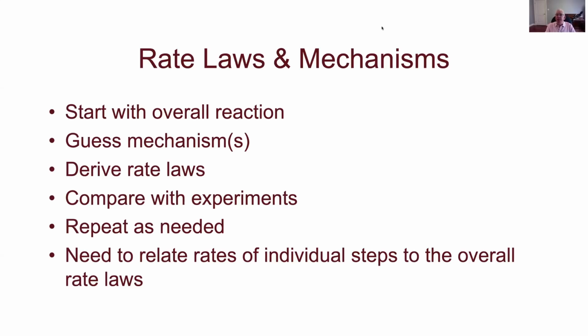If I guess a mechanism, I then would set about figuring out what the rate law would be if that mechanism is right. If you think about it, if I know the rates of each step, I can write a rate law for each step. Once I say it's an elementary step, I can get its rate law from the equation for it. If I know the rate of every step in a sequence, then I should be able to figure out the rate for the overall sequence.